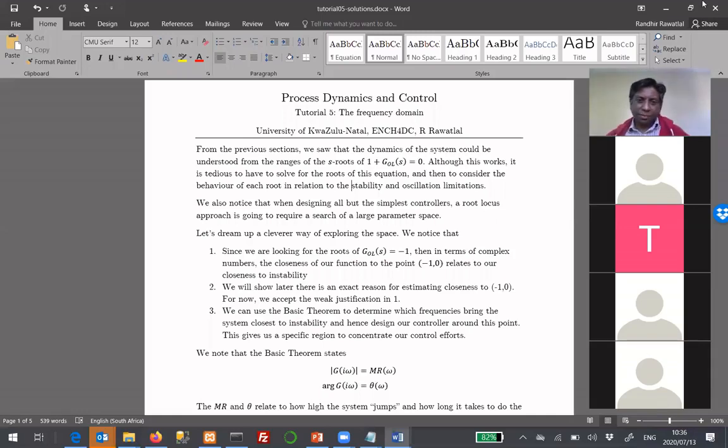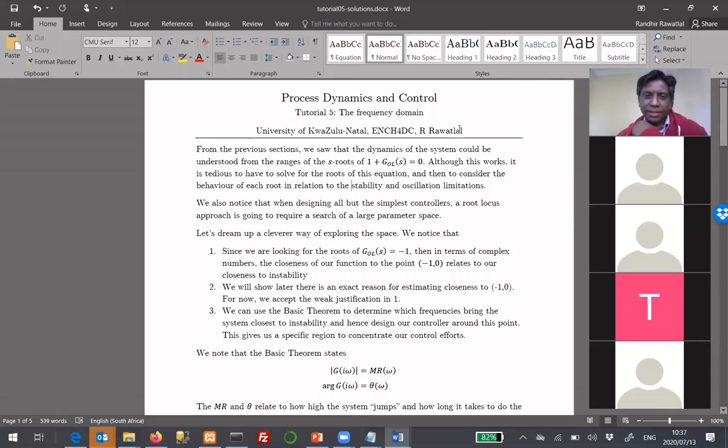So let's move on with the tutorial now. As usual, when I start these, I try to go through the logic first for why we are solving these problems and how they fit into the context of the course in general.